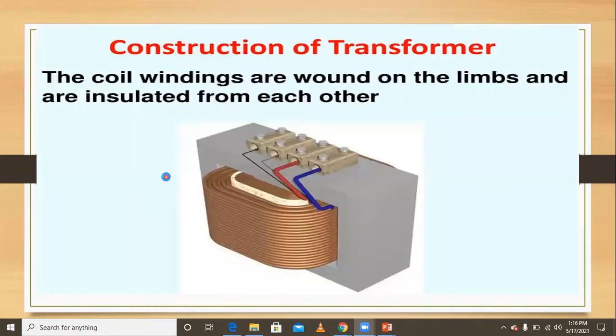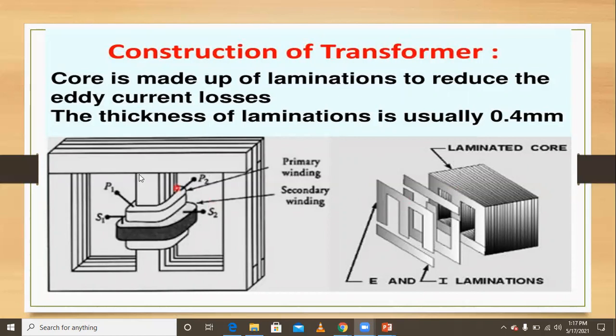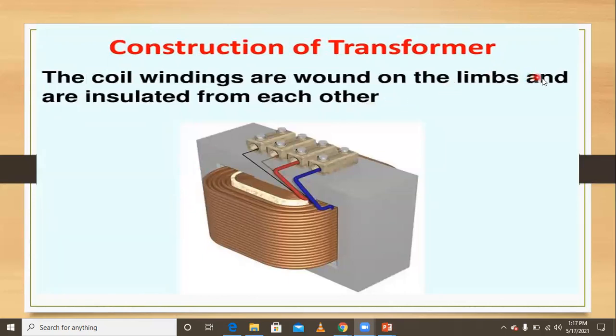So what are the different types of losses? Construction of the transformer: the coil windings are wound on the limbs. This is called a core type transformer. See here, three limbs and two yokes. This is called a yoke, and this is also a yoke, and here limb, limb and limb. Three limbs and two yokes. Understood? These limbs are insulated from each other. Here this winding and this winding are all insulated from each other. Understood? So this is about today.